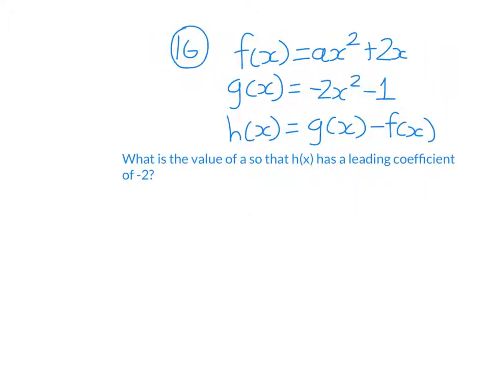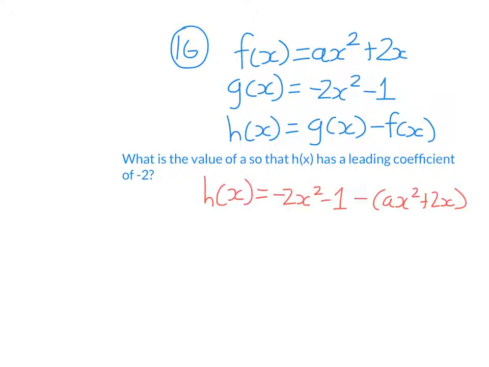Our final question gives us three polynomials. f(x) is a polynomial, so too is g(x), and then h(x) is a polynomial that's just this one minus this one. Notice in f, its leading coefficient is a. We want to find what must be the value of a so that the leading coefficient of this one here is -2. Since h is just this polynomial minus this one, let's go and write out h.